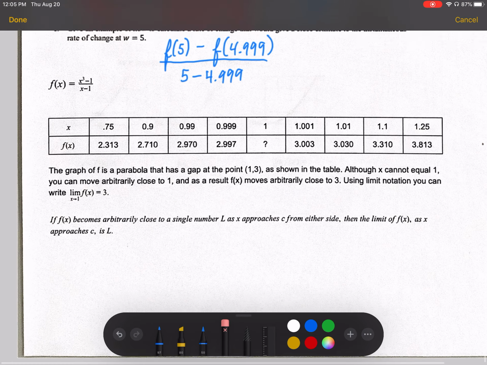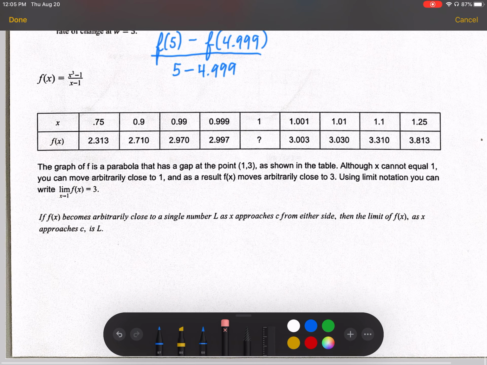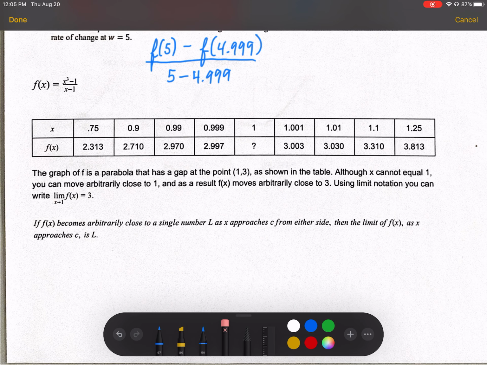So a lot of that is just basically a little bit of review from Algebra 1 and some other things like that. Okay, and the next thing that we're going to go into is using a table to estimate a limit. Okay, so we have f of x equals x cubed minus 1 over x minus 1.